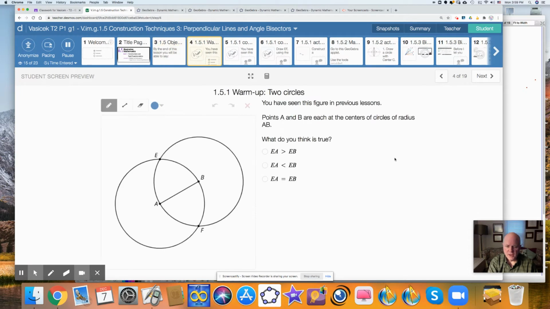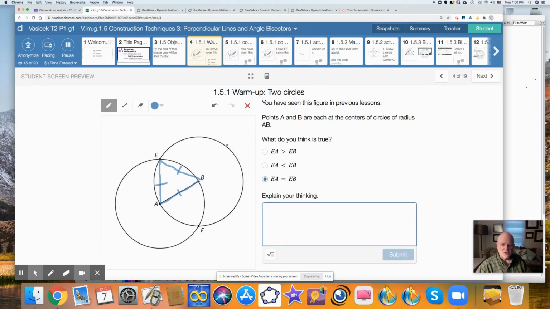So the first question that we have is, given two circles, what do we know is true about AE and AB? I mean EB and EA. So if we draw these two segments, you're going to notice that these two segments are both radii of circle A and circle B. Circle A and circle B have as a radius segment AB. It's the same for both circles. Since EA is a radius of A, it's the same as EB. Since EB is the radius of circle B, it's the same as AB. So this is an equilateral triangle. These are equal. That's what this is trying to show.